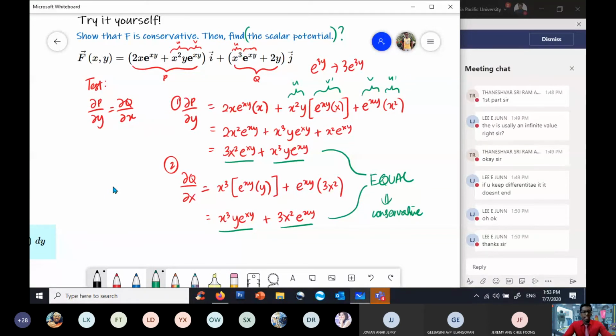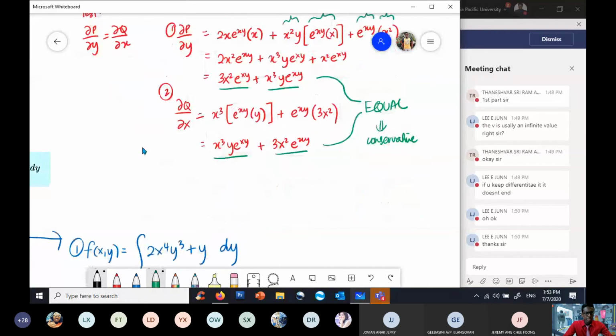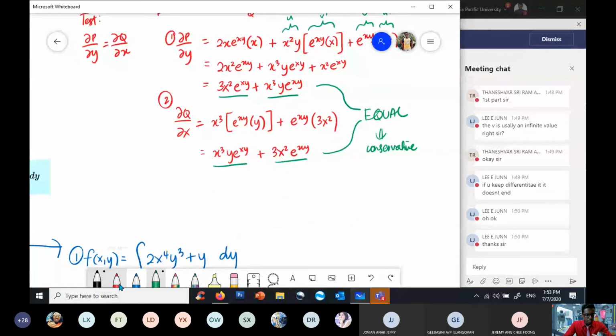If you're finding the scalar potential, I actually did it while you were doing it just now. Let me share the final answer that I got and see whether your answer is the same as mine. For the scalar potential, I get f(x,y) is equal to x squared e to the power of xy plus y squared plus c. This is what I got. Let me know if you get something different, then I'll check mine again.